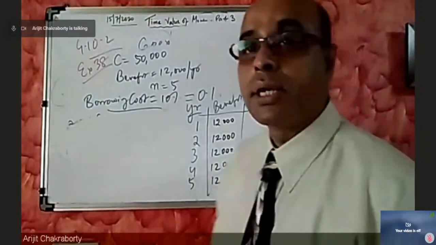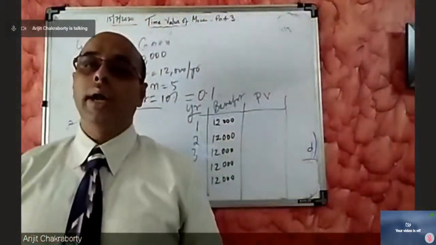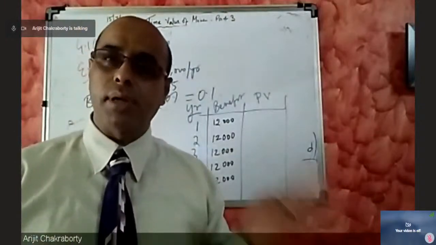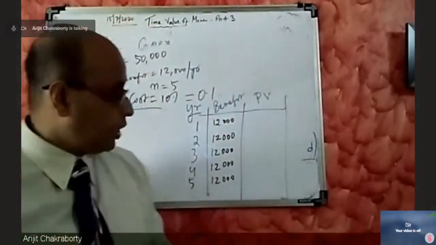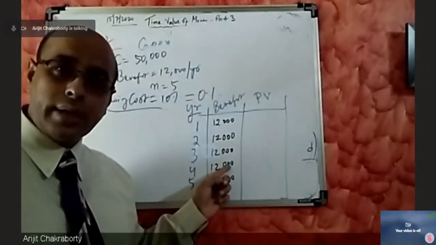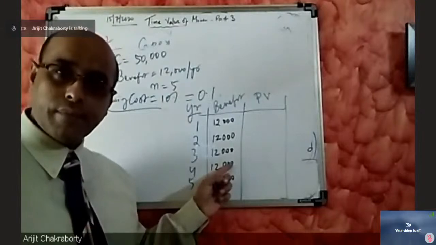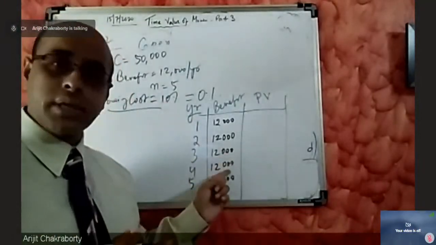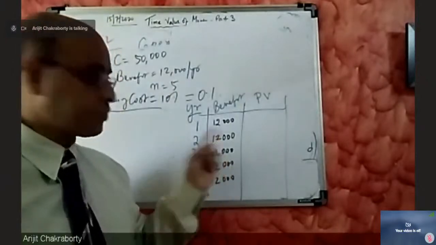But we have to adjust it for the time value. That is why we are learning this chapter, time value of money. Why? Because 12,000 which you are going to receive in the fourth year is not worth 12,000 today. So you have to find out today's equivalent of the 12,000 which you receive after the fourth year or third year.